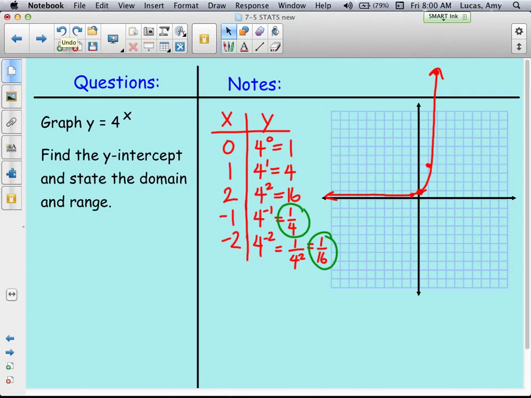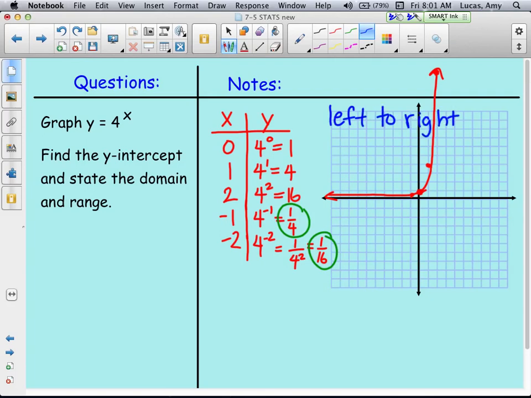So here's what our graph looks like. So this graph, because if you look at it from left to right, it is increasing. Left to right, it's increasing. So this is exponential growth.